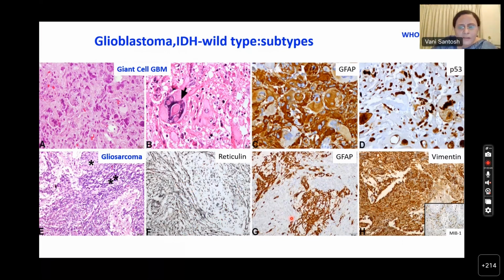Then we use diagnostic markers, GFAP. GFAP is positive in the glial elements, but not the sarcomatous elements. Then you use a mesenchymal marker, that is vimentin. But mind you, vimentin is also a marker for astrocytes. It's not just for the mesenchymal cells. So vimentin will be positive for both of them. And there will be evidence of malignant features both in the glial as well as in the mesenchymal element. So that is a gliosarcoma.